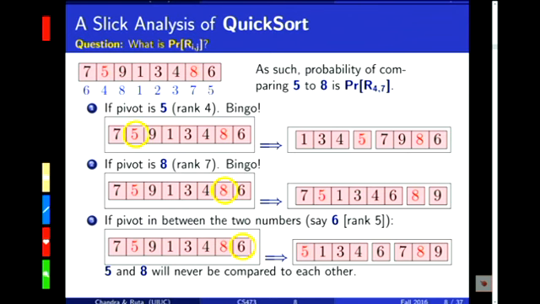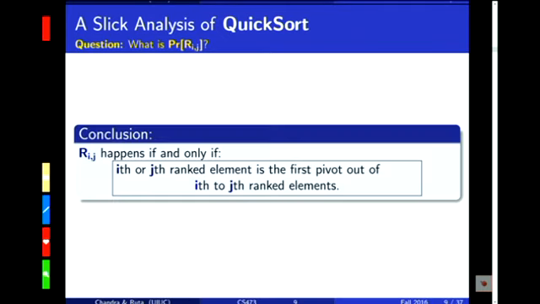You have to be really lucky to compare them in some sense. In the first round, there are only 2 choices of pivots for which they will be compared. But you can push the question to the subproblems. It may happen. So R_ij happens if and only if the i or j ranked element is the first pivot out of all the elements which are ranked between i and j. That's the conclusion.